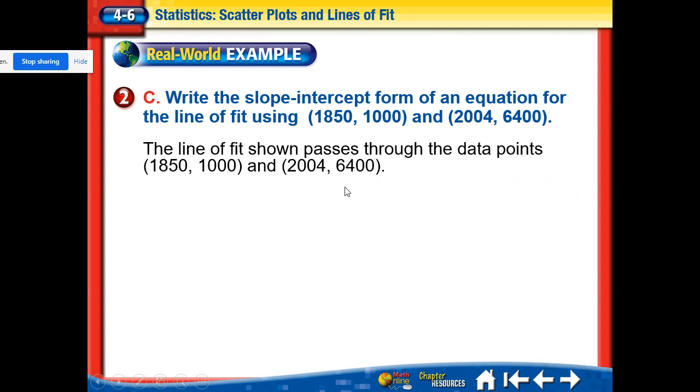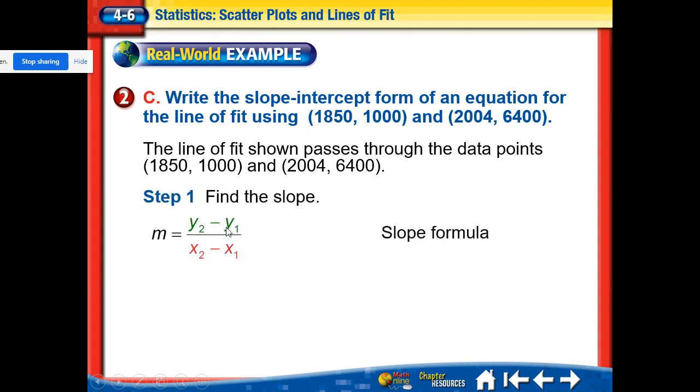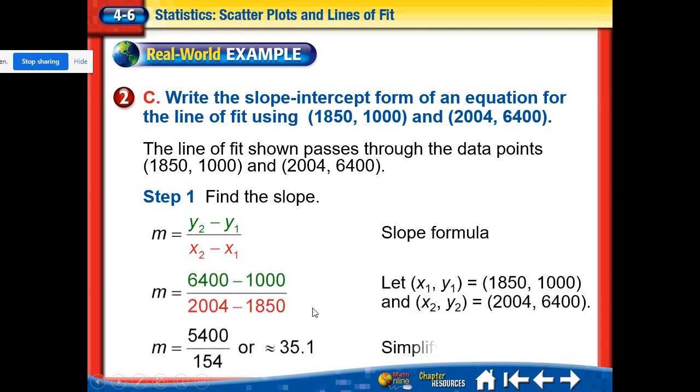Now we want to write an equation. Well, our equation again is y equals mx plus b. So we have to start with finding the m. It's an x and a y and an x and a y. So let's find the slope: y2 minus y1 over x2 minus x1. Subtract those out. You get a really big number.